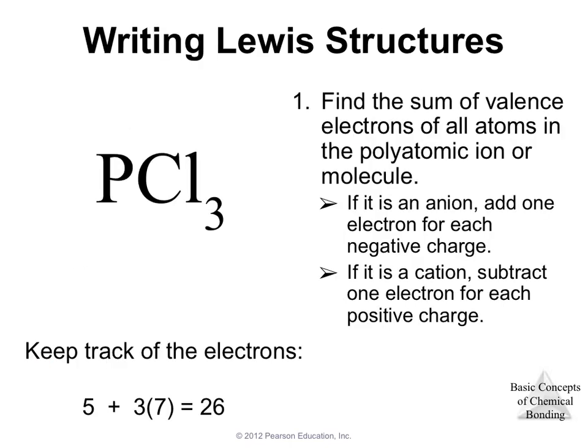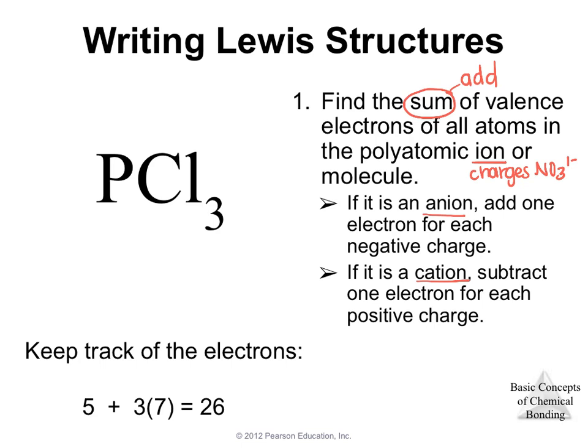So there's a couple of rules. The first thing when we write Lewis structures, we're going to find the sum of the valence electrons. So we're going to add together the number of valence electrons for the entire either polyatomic ion or molecule. Remember, an ion is going to have charges, so this could be something like NO3 minus, okay? If it's an anion, you're going to add an electron for each of the negative charges. If it's a cation, you'll subtract from the overall.